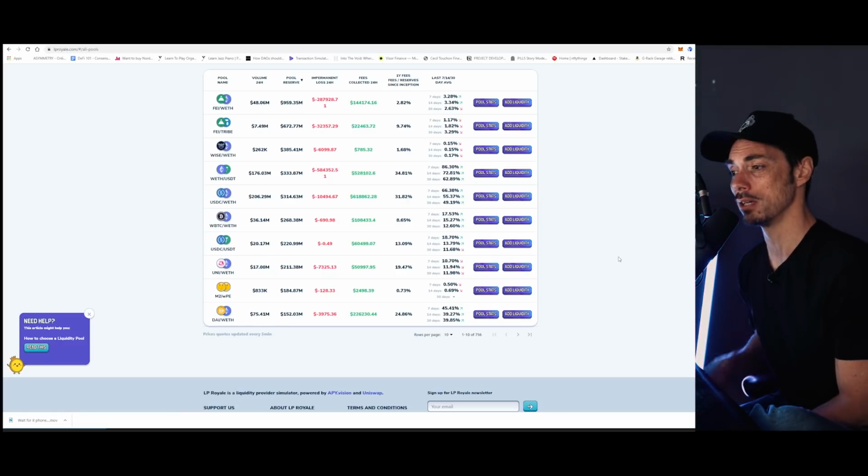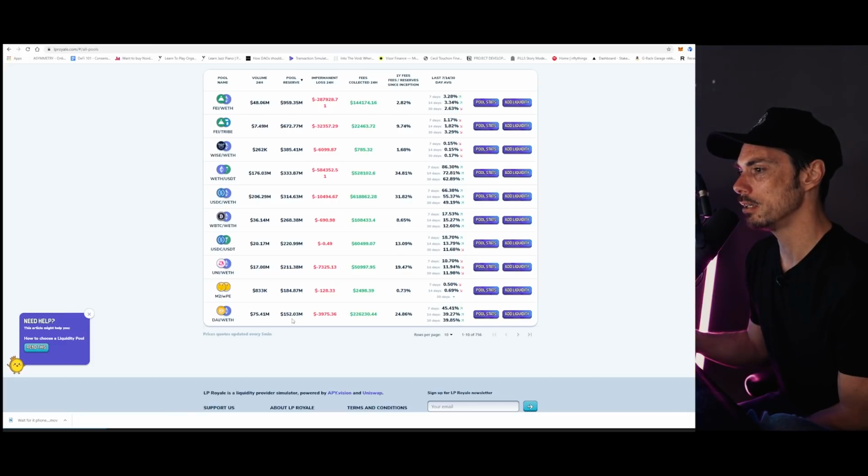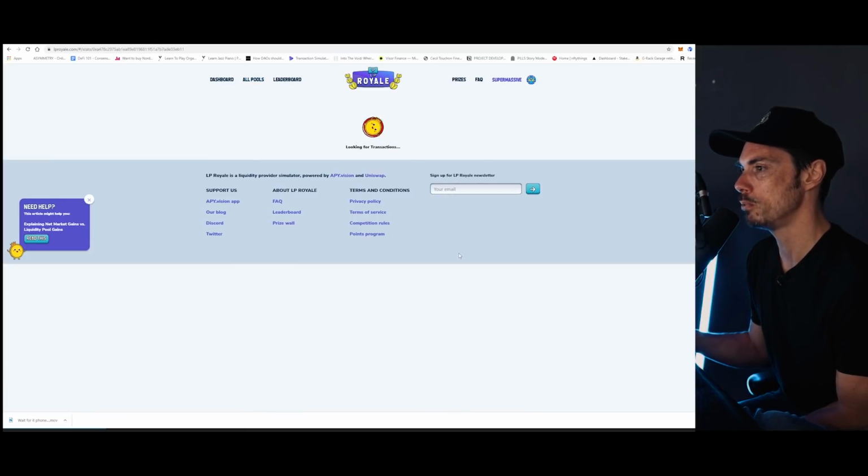And we do get sideways markets, but if we look down here, the DAI WETH pool has been looking pretty good, 45.41% over the last 7 days. So we can look on the pool stats.